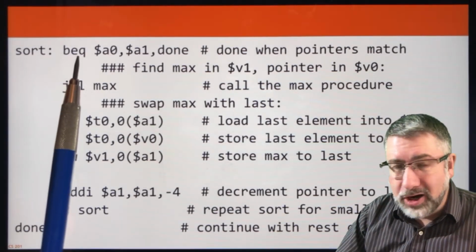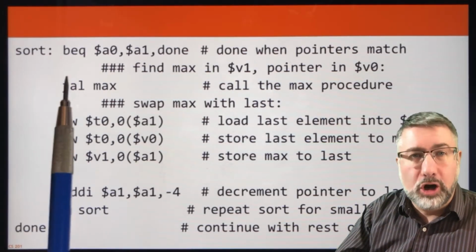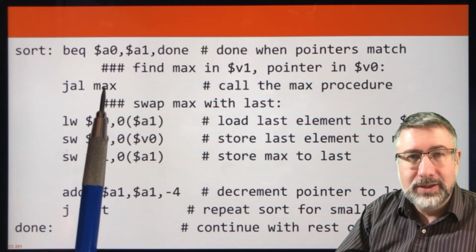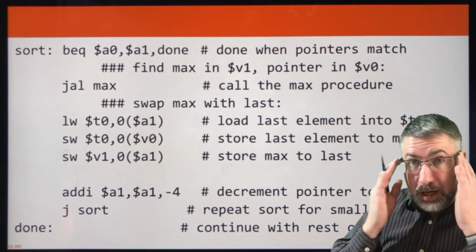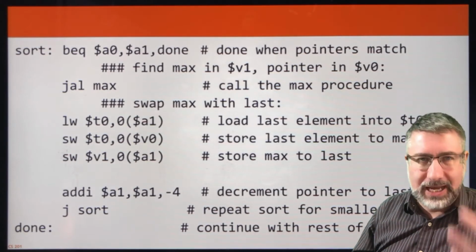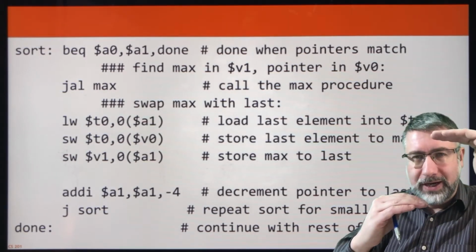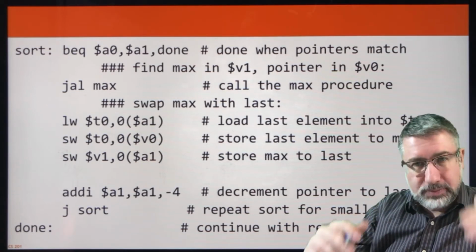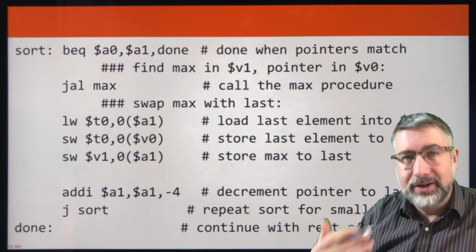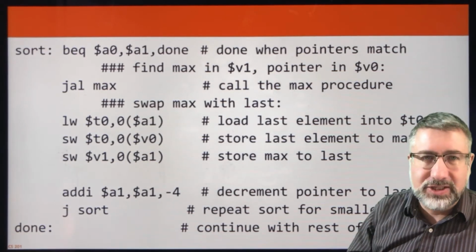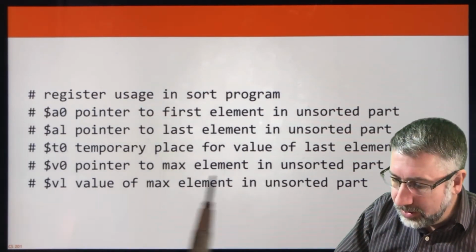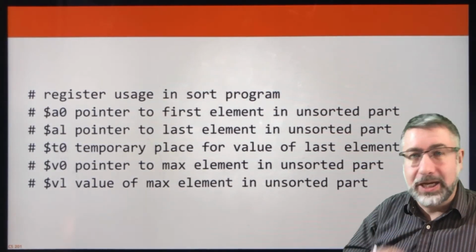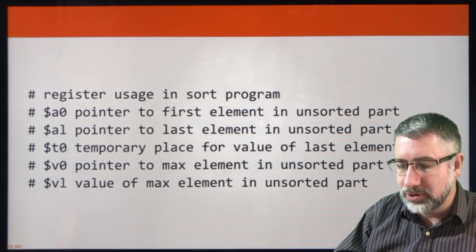If my pointers aren't the same, then I'm going to call my max subroutine. For that max subroutine, I will have already set the pointers A0 and A1 to their current values at the beginning and the end of the array. And then I'm going to expect that after we're done this subroutine, V0 and V1 are going to contain the max element indications for the rest of that procedure.